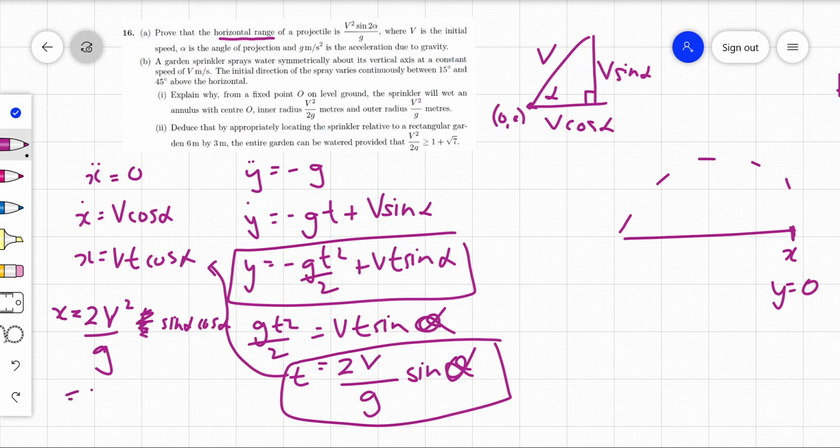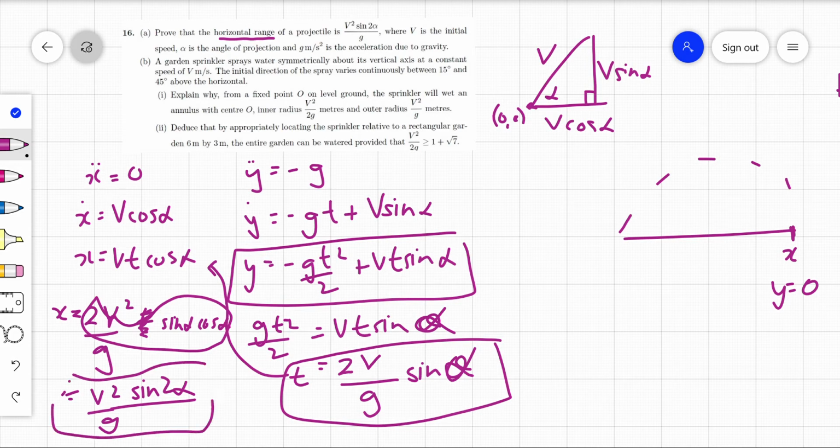So if I just put v squared on g at the front, you can see this 2 sin alpha cos alpha is the same as sin 2 alpha. It's the double angle identity. Now it's correct. So that's our range there, the horizontal range. All right, so just finding t when y equals 0, subbing that into x and using the identity that sin 2 alpha is 2 sin alpha cos alpha. So that's our range.